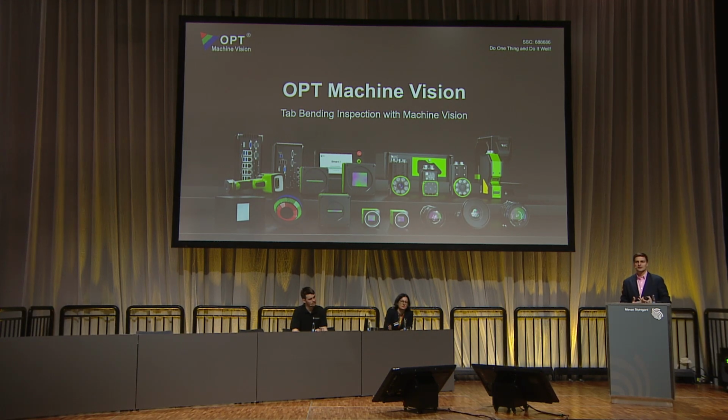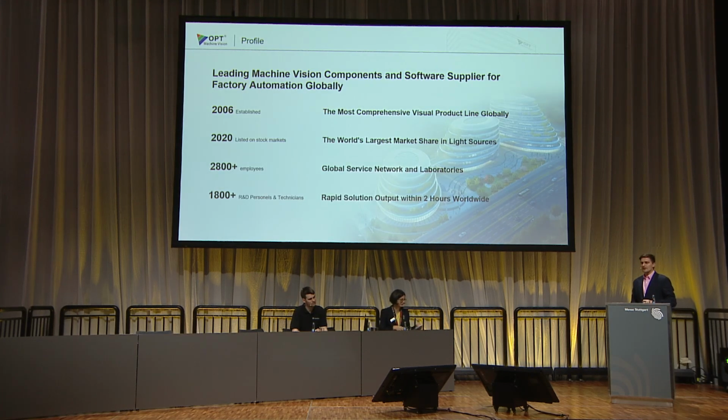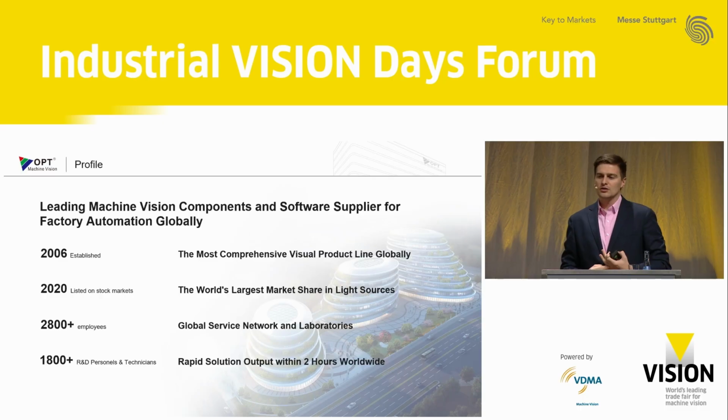We're at OPT. We do a lot of projects in different kinds of regions, and in this way we would like to introduce a bit more about our solution, what we did with our global partners and our staff in tab bending with machine vision. So, a short introduction about OPT. We're a Chinese-based company and a leading supplier of vision components and a big software supplier for factory automation globally.